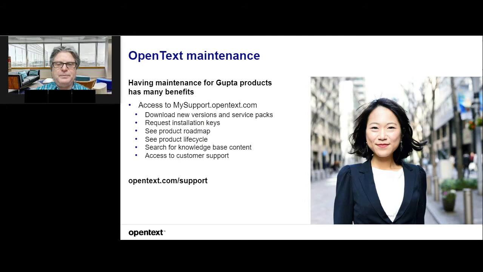And just again, it makes a lot of sense to buy OpenText maintenance because you get access to all the software downloads on My Support. So every full new product or every feature release, plus every service pack you can download. You can request the keys for those versions. And you also get full access to customer support. So if you have questions or you find issues, you can report them directly to customer support.